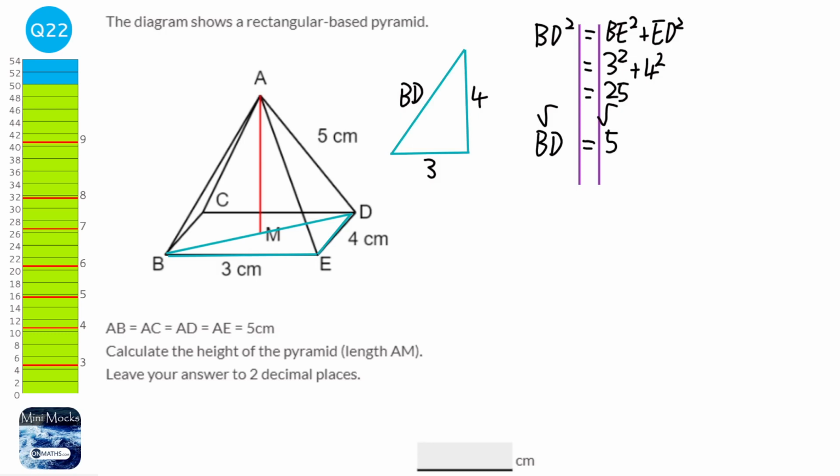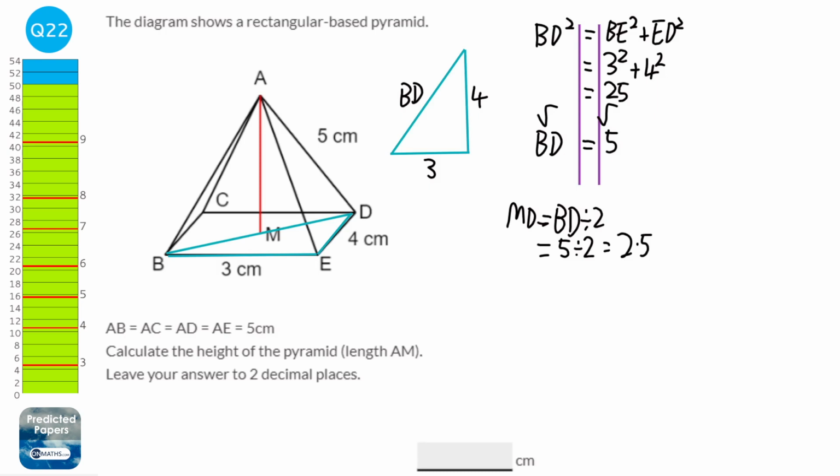Okay, we need to now work out what MD is, because we're looking for length AM. So MD is actually just going to be half of BD. So it's going to be half of 5, which is just going to be 2.5. The reason for that is that all of the lengths AB, AC, AD, AE, all of them are the same. So therefore, point A will be exactly at the midpoint or above the midpoint of the square. So M is obviously at the midpoint.